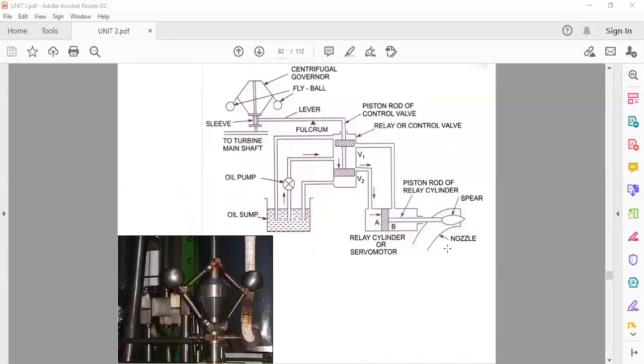Here we have seen the centrifugal governor, a diagram of the governing mechanism for controlling the speed of the turbine. This is the centrifugal governor. You can see here.